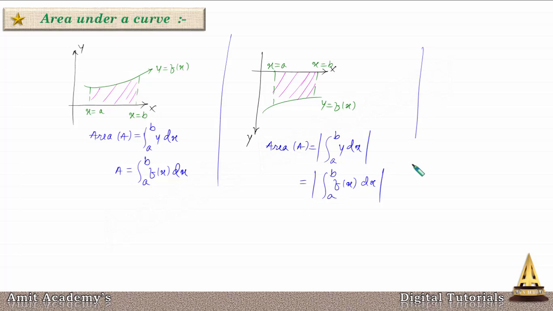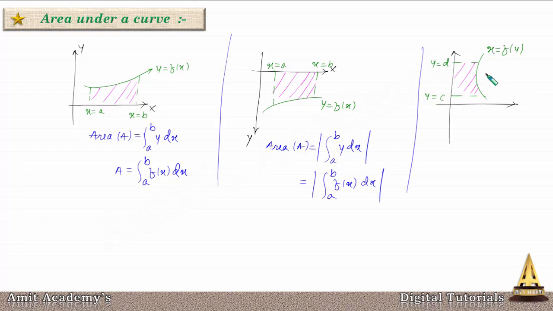Now we'll take another example. Suppose this is the x-axis, this is the y-axis, and this is a curve whose equation is x equal to f of y. This is a line whose equation is y equal to d, and this is a line whose equation is y equal to c. And we have to find the area enclosed by this curve, the y-axis, and the lines y equal to c and y equal to d. It means we have to find this much of area.